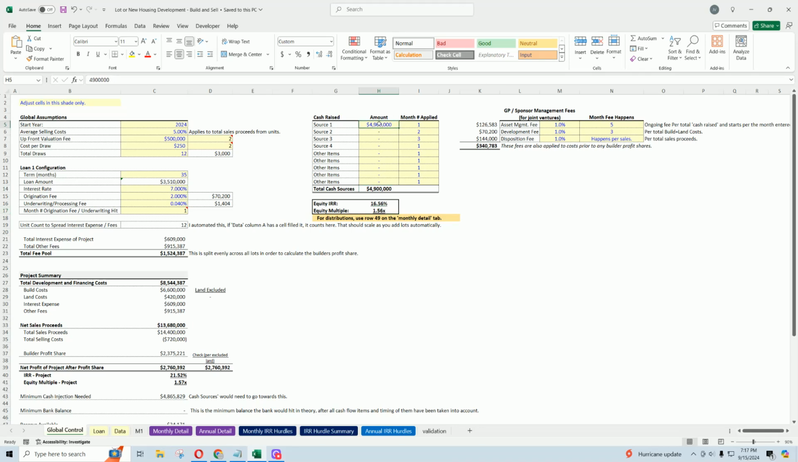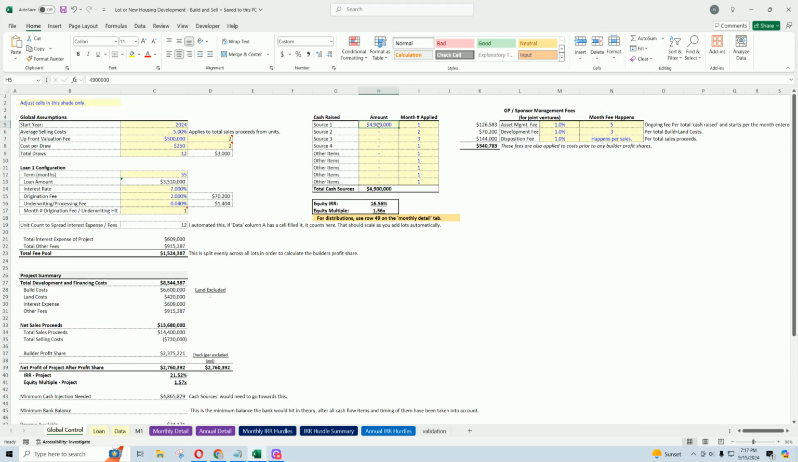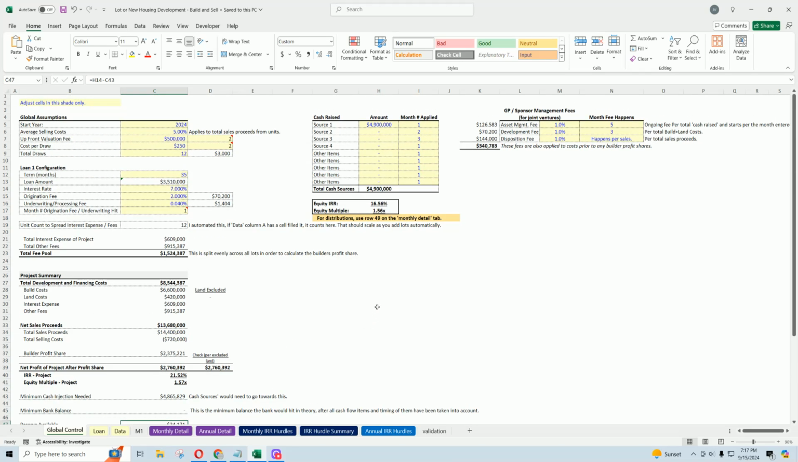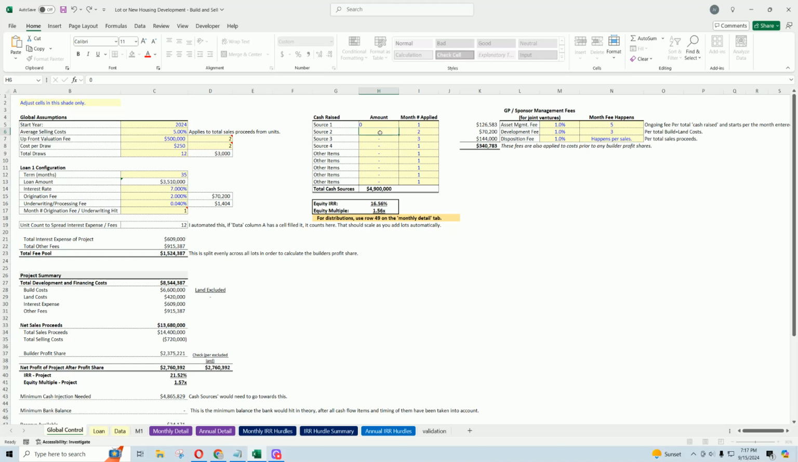Now you can put more money in here than the minimum cash required here. This is showing you need 4.865 million. You've put in 4.9. That's a net of 34,000 in reserve after all effects, which is basically just the difference of the investment amount against the minimum. You see those match.